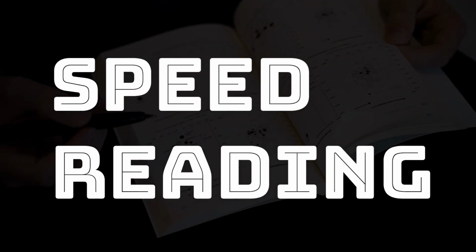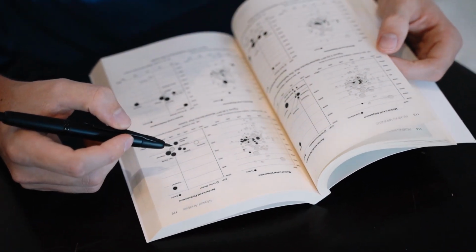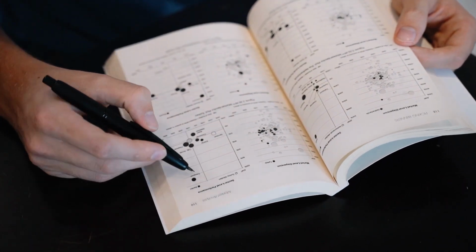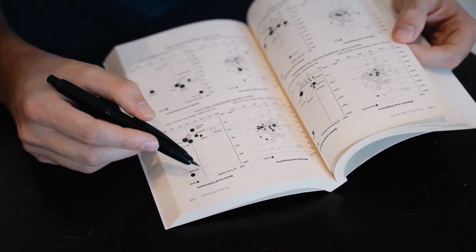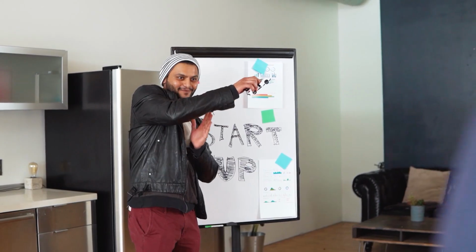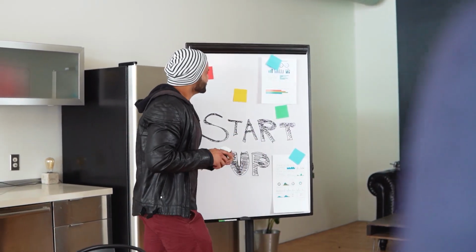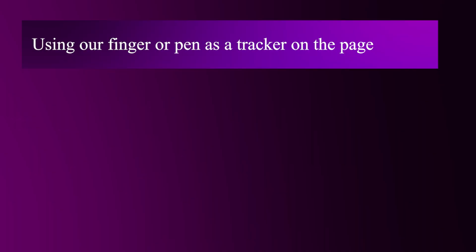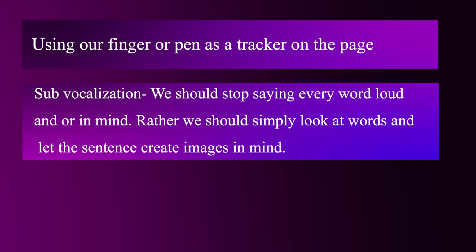Fourth, speed reading. Studies show that there is a direct relationship between our ability to read and our success in life. We can improve our reading speed and focus by applying techniques such as using our finger or pen as a tracker on the page. Subvocalization.